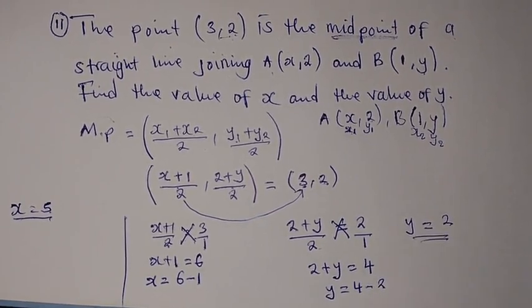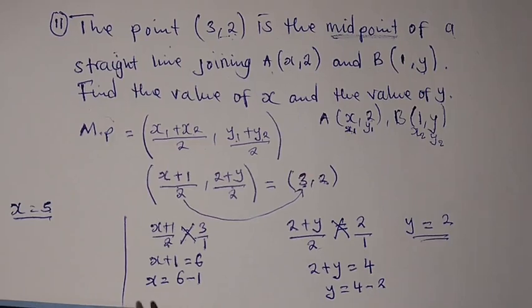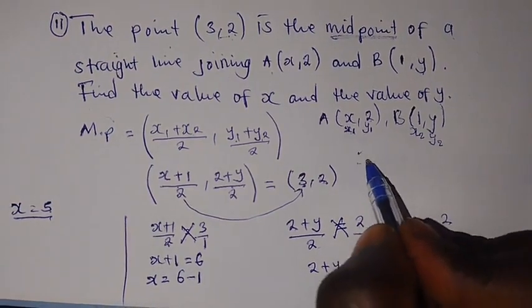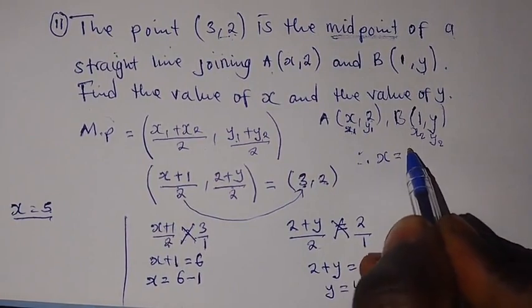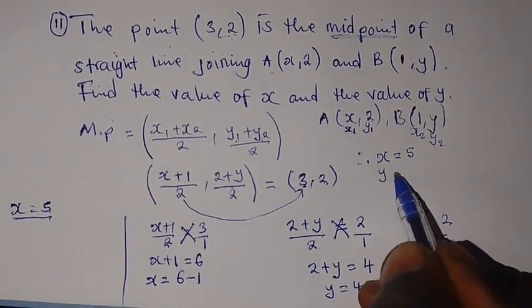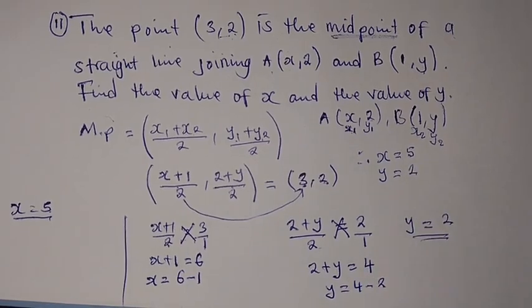So these are the values. Therefore, x is equal to 5 and y is equal to 2. So these were the values of what? X and y. I hope it's clear.